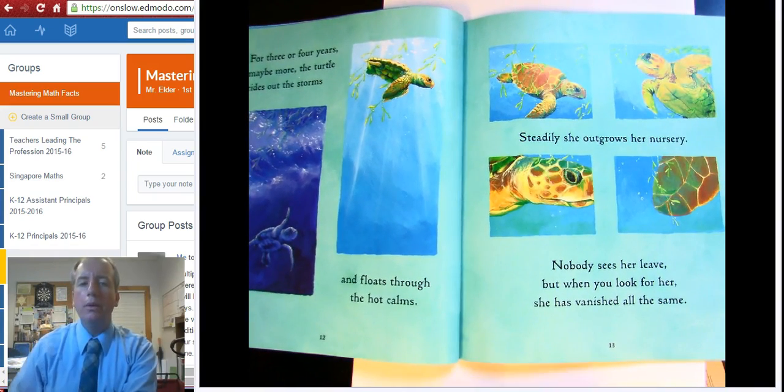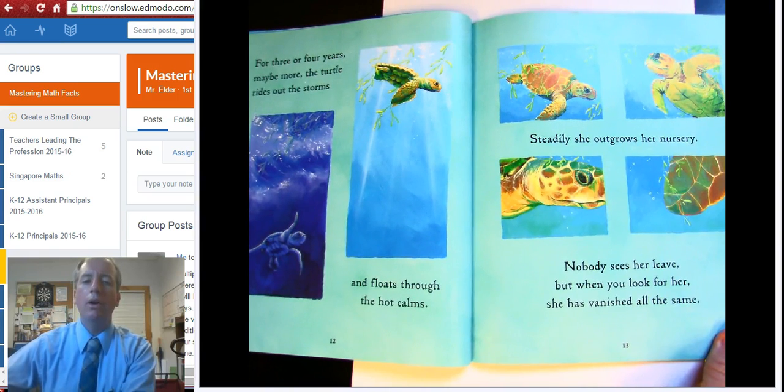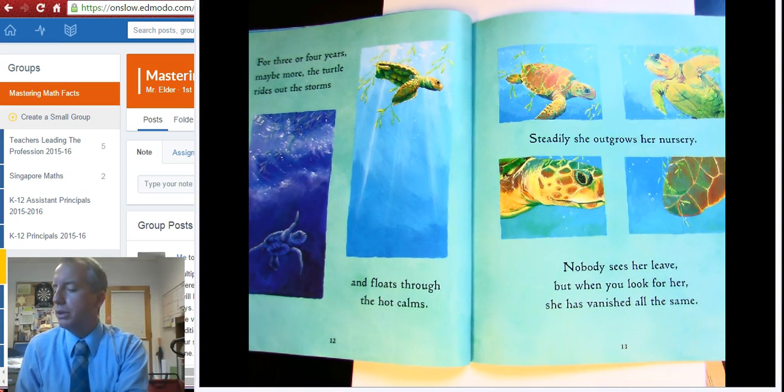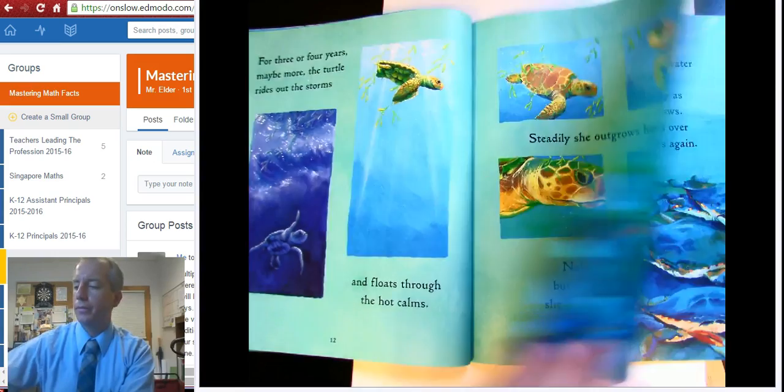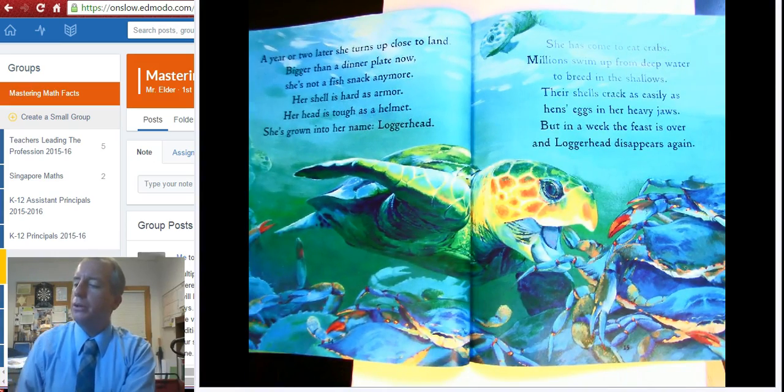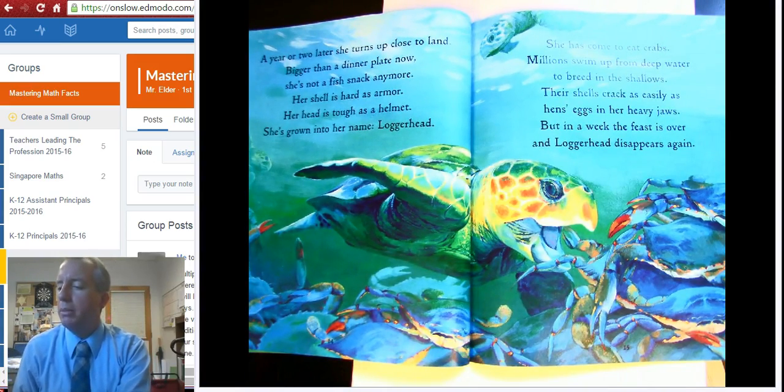For 3 or 4 years, maybe even more, the turtle rides out the storms and floats through the hot calms. Steadily she outgrows her nursery. Nobody sees her leave, but when you look for her, she has vanished all the same. A year or two later, she turns up close to land, bigger than a dinner plate now. She's not a fish snack anymore. Her shell is hard as armor. Her head is tough as a helmet. She's grown into her name, Loggerhead.